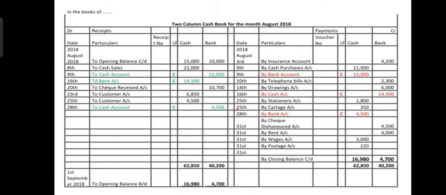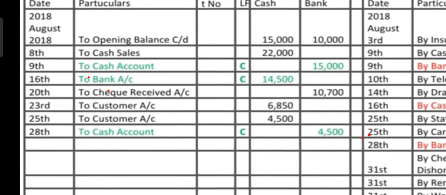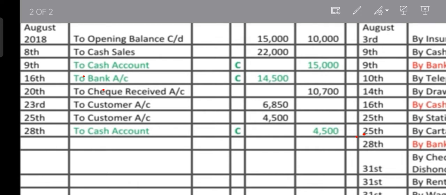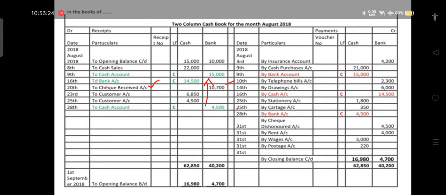Now let us go to the solution. Here this is on 20th. We need to go to the receipt side. You can see here, check received account. From whom it is received, that name is not given, that's why we are recording here check received account. If the name of the person from whom it was received is given, we are going to record that person's name here. So we increased by recording under the receipt side in the bank column. Okay, 10,700. Like this we need to make the entry. Now go back to the problem.